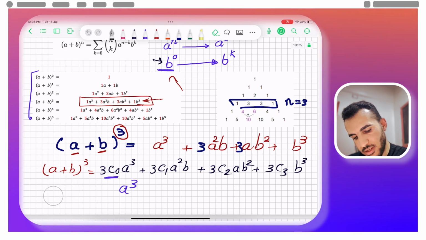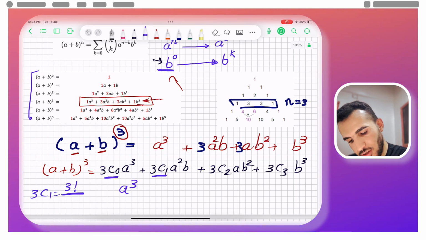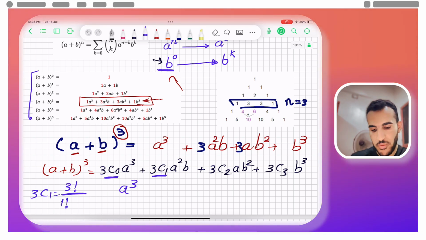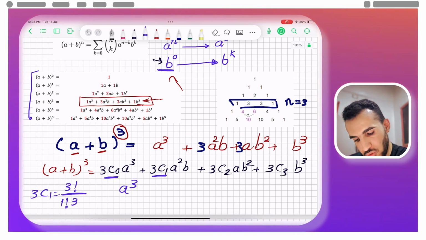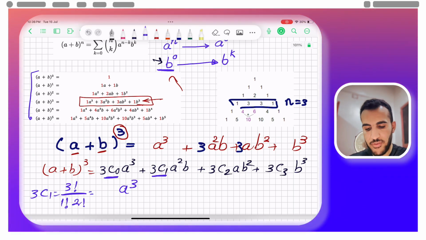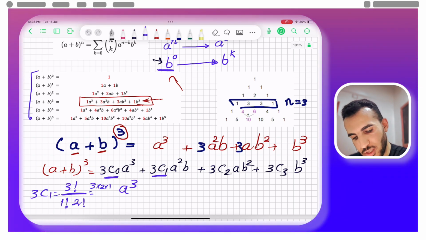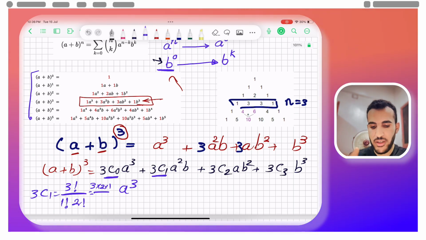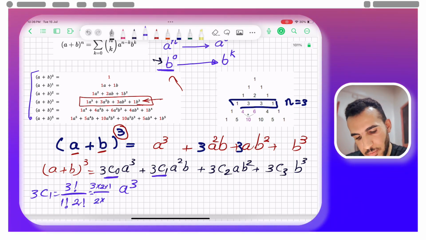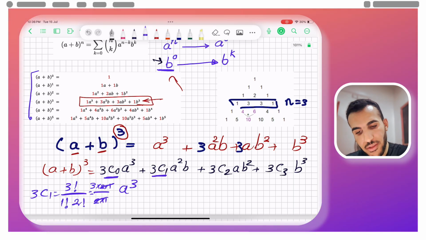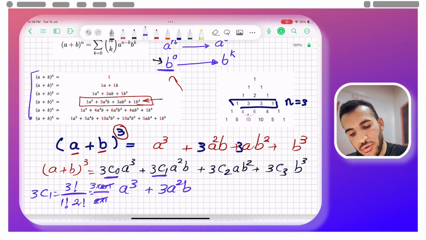Let's solve the second one. It is 3 choose 1. 3 choose 1 will be factorial of 3 over 1 factorial, multiplied by the factorial of 3 minus 1, which is 2 factorial. What is the meaning of 3 factorial? It means 3 multiplied by 2 multiplied by 1, over 1 factorial, which is 1, times 2 factorial, which is 2 multiplied by 1. Let's cancel this with this, and it will be 3. The coefficient of the second one will be 3a power 2 b power 1.